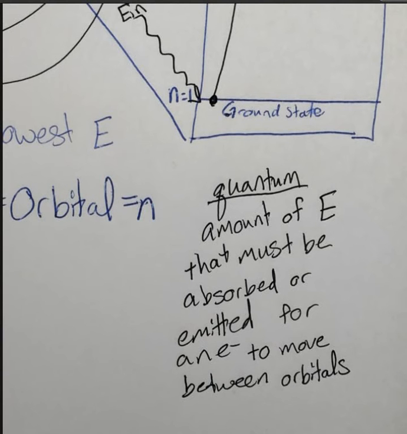Did you read that? Ivan? Alright, it's the amount of energy that must be absorbed or emitted for an electron to move between orbitals.